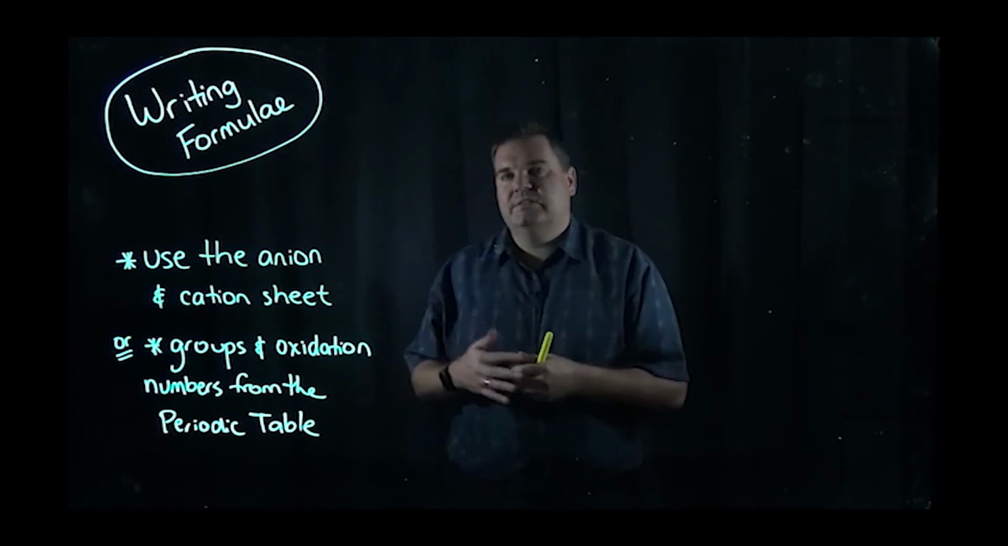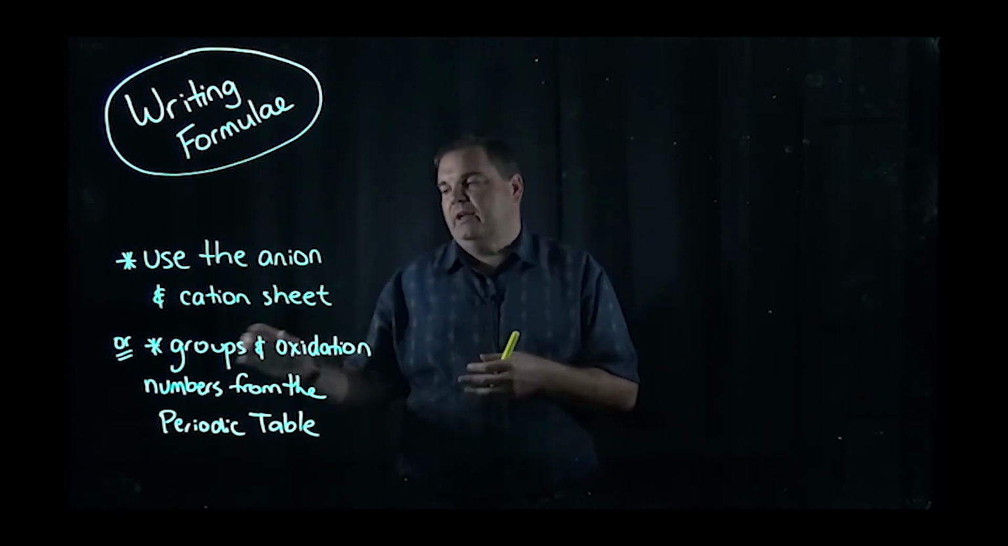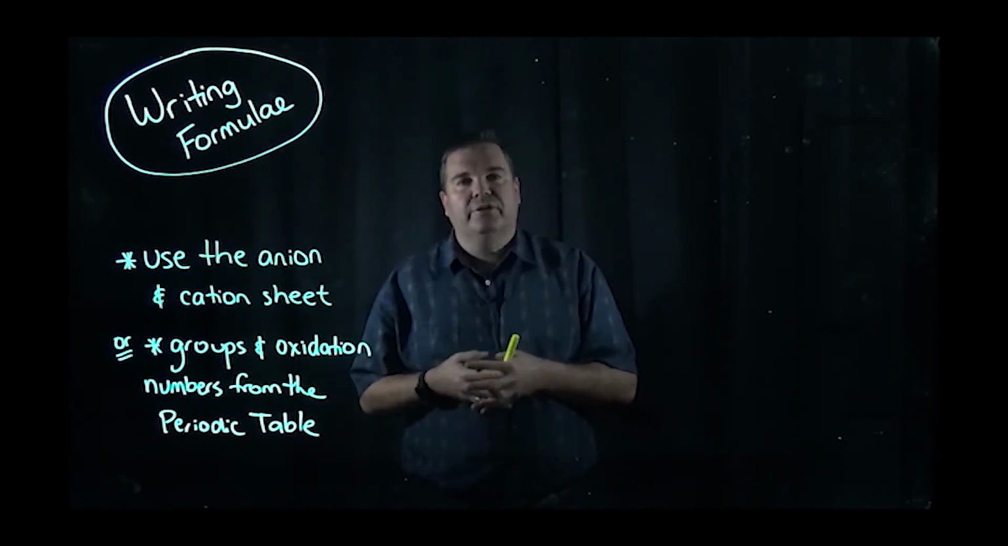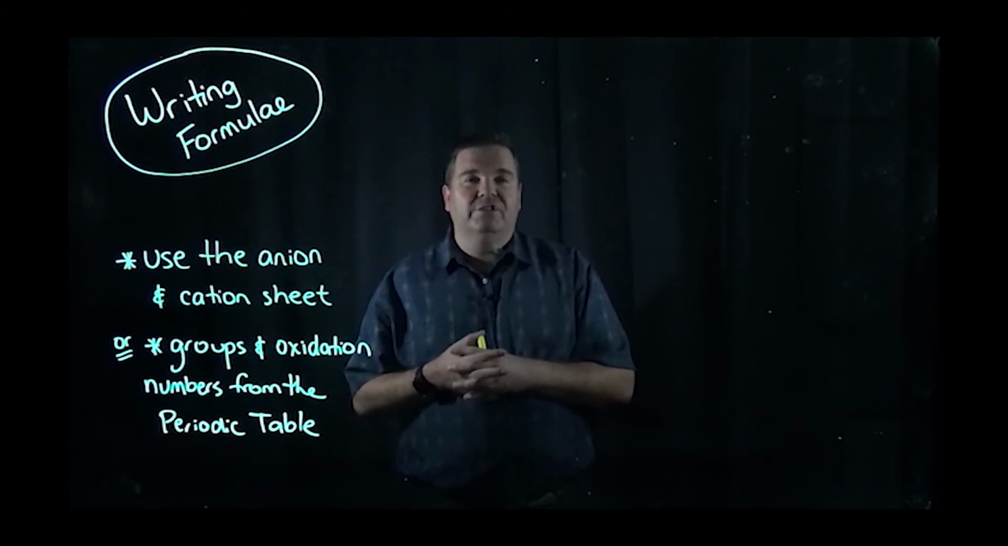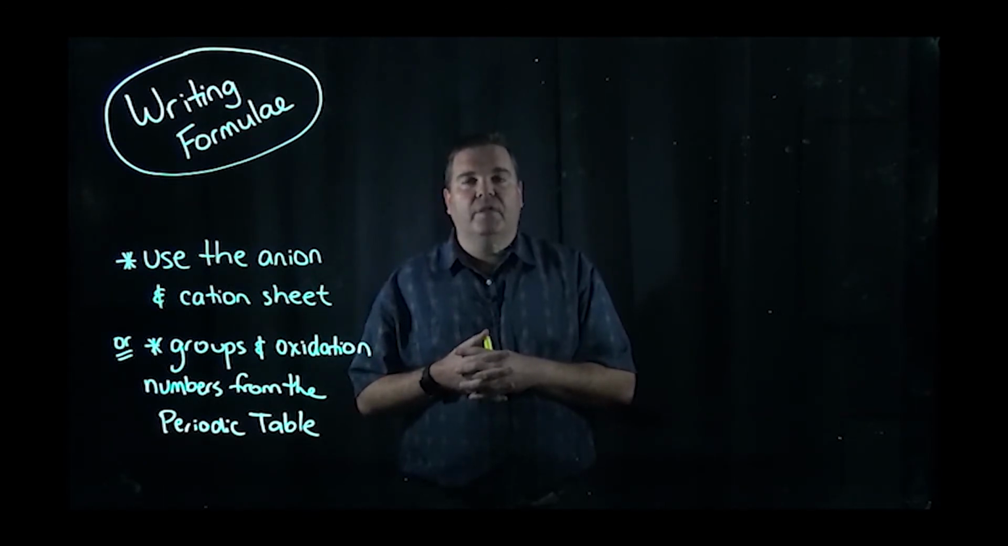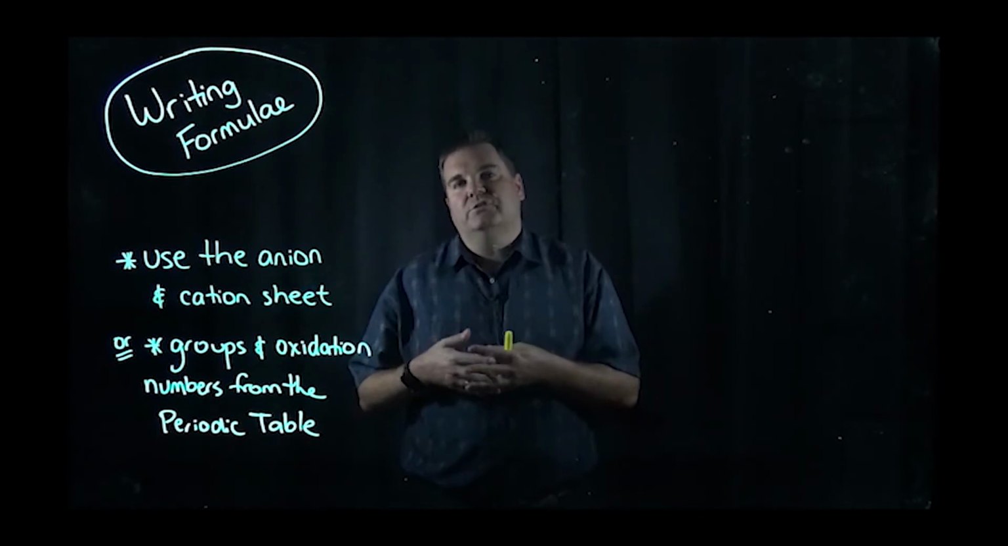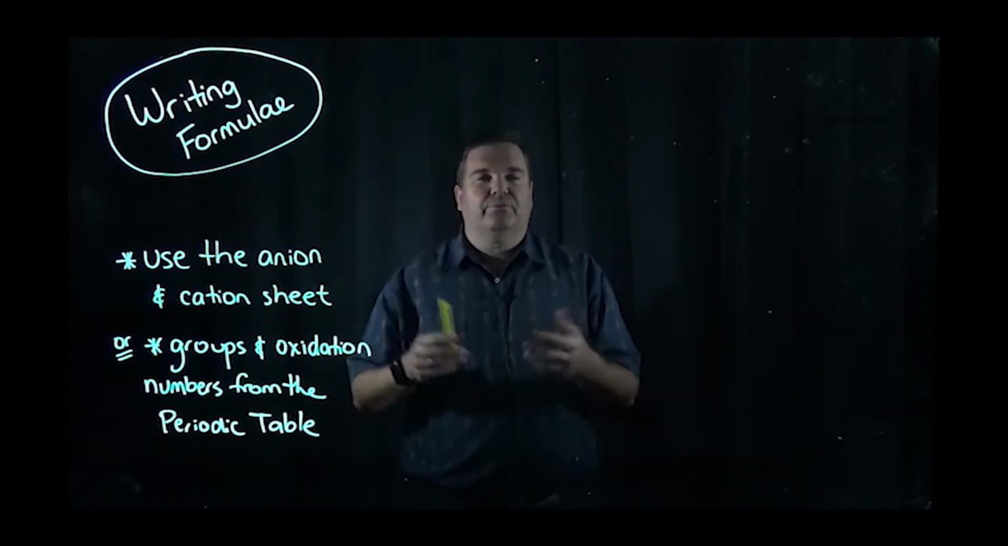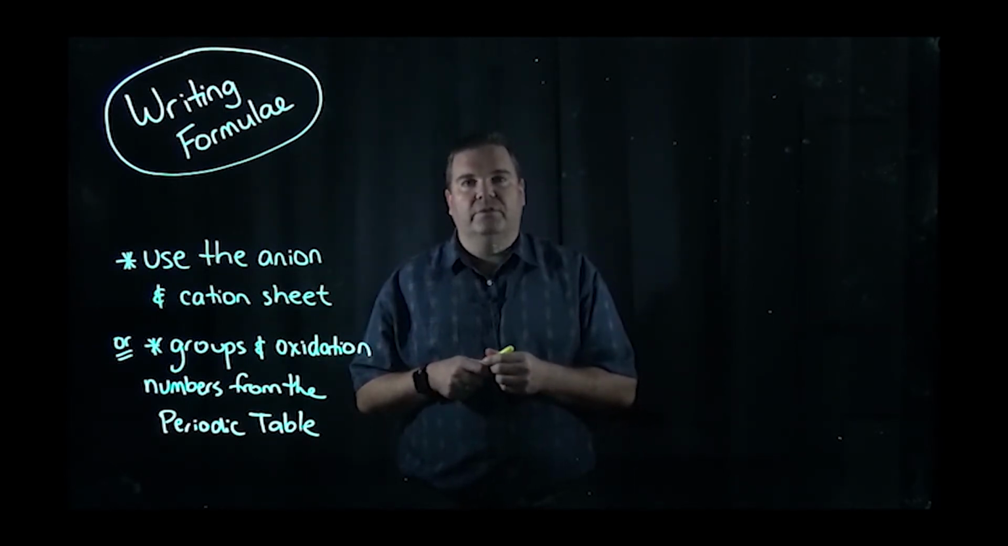If you've got a bit more understanding about how to use the periodic table and using the groups and oxidation numbers from the periodic table, you can use that to help get your charges off of atoms. But what I really suggest you do is, if you can, use the anion and cation sheet. That pretty much covers the ones you need to look at to begin with.